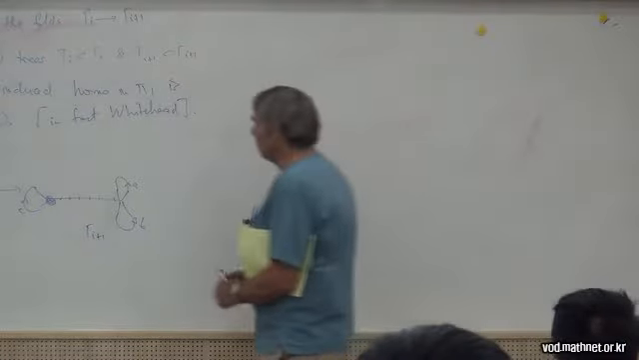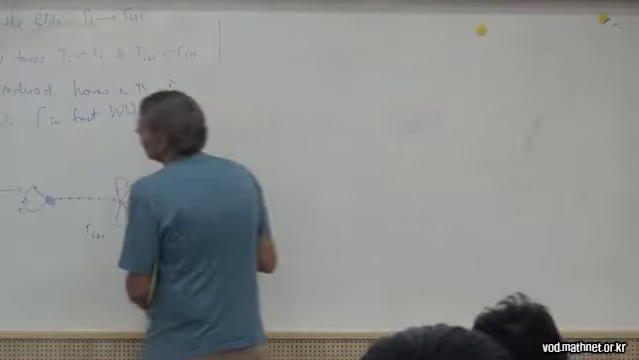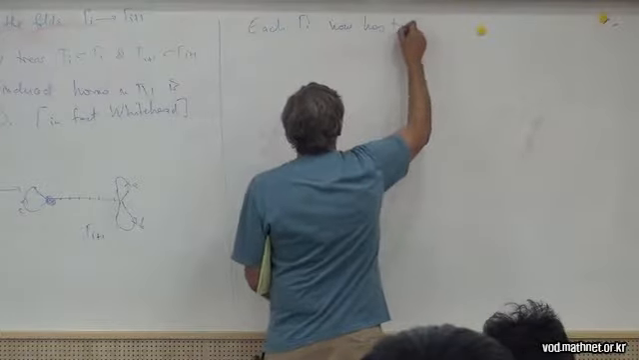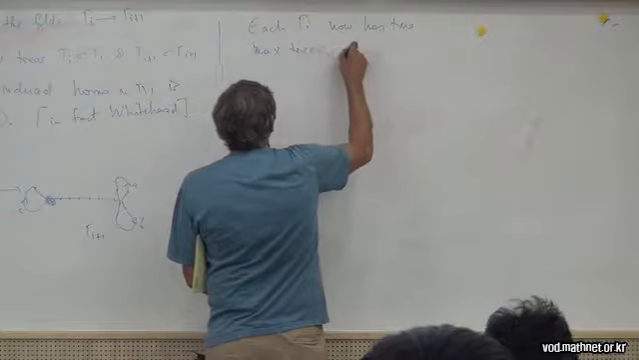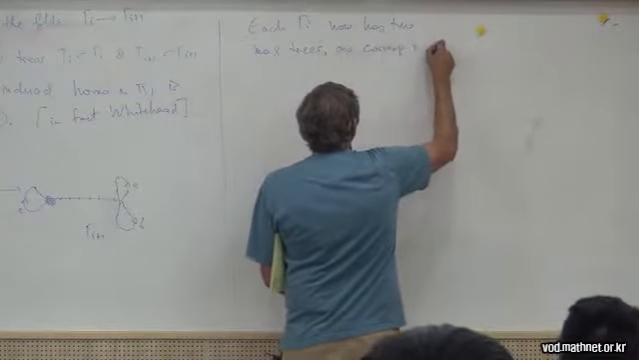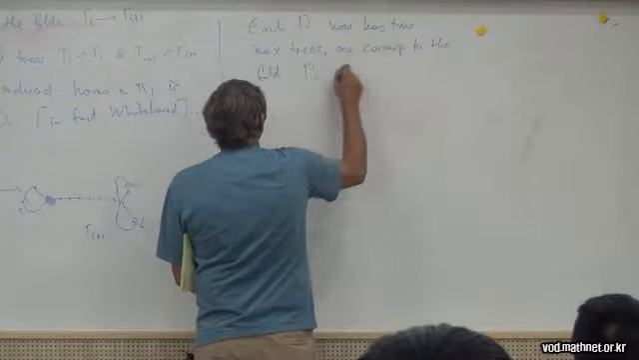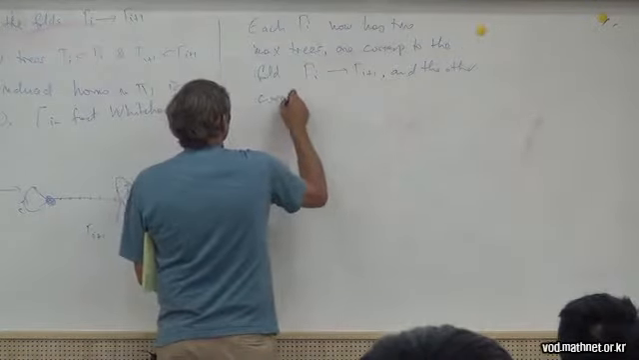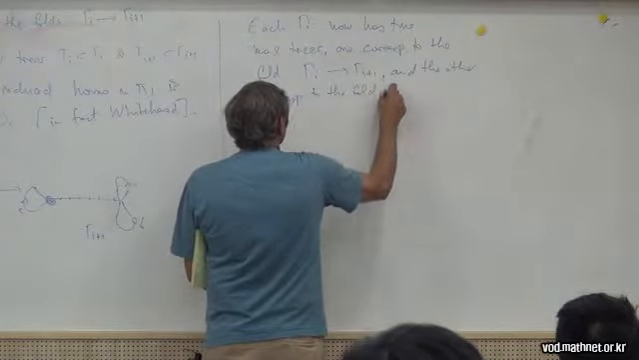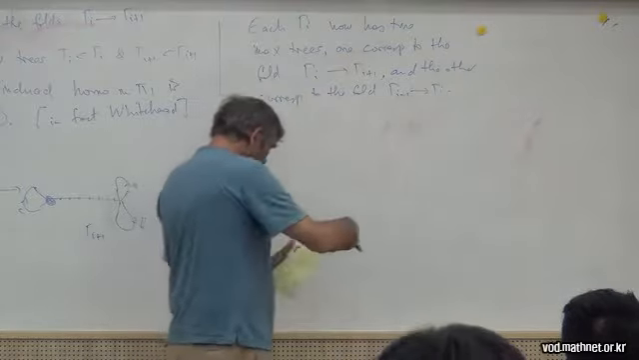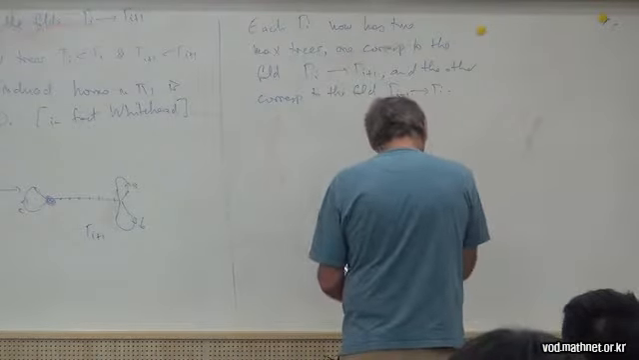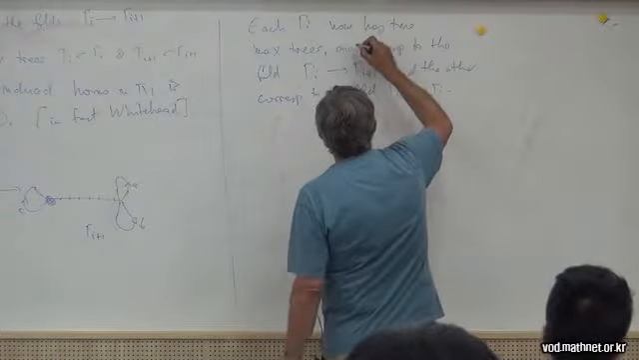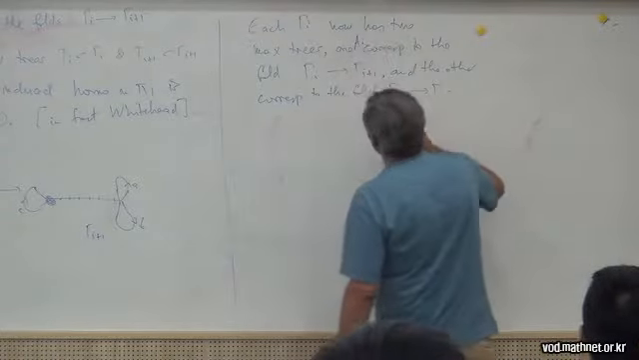Okay, so each gamma I now has two maximal trees, one corresponding to the fold gamma I to gamma I plus 1, and the other corresponding to the fold gamma I minus 1 to gamma I. In fact, maybe I'll call it AI. This first one is AI, and the second one is BI.